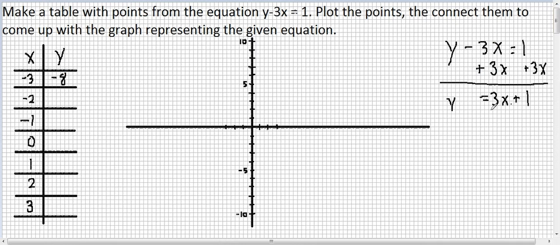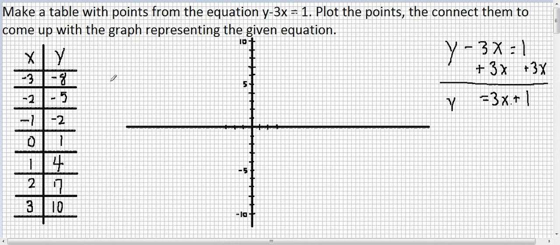When x equals minus 2, 3 times minus 2 is minus 6, plus 1 is minus 5. When x equals minus 1, 3 times minus 1 is minus 3, plus 1 is minus 2. When x equals 0, 3 times 0 is 0, plus 1 is 1. When x equals 1, 3 times 1 is 3, plus 1 is 4. When x equals 2, 3 times 2 is 6, and 6 plus 1 is 7. When x equals 3, 3 times 3 is 9, and 9 plus 1 is 10.